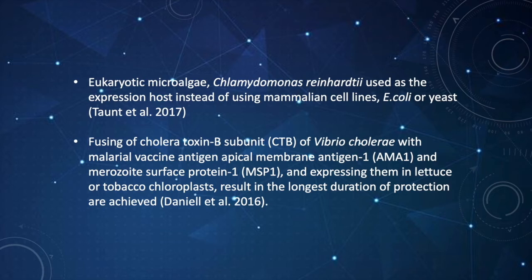Other than that, there is also one successful story of chloroplast genome related to vaccines. As we all know, cholera has a high rate of mortality and a very expensive licensed vaccine. These problems are then solved by using chloroplast genetic engineering. Fusing cholera toxin B subunit, or CTB, of Vibrio cholerae with malaria vaccine antigens, apical membrane antigen AMA1 and merozoite surface protein, will result in the longest duration of protection. These particular genes are expressed in lettuce or tobacco chloroplast.